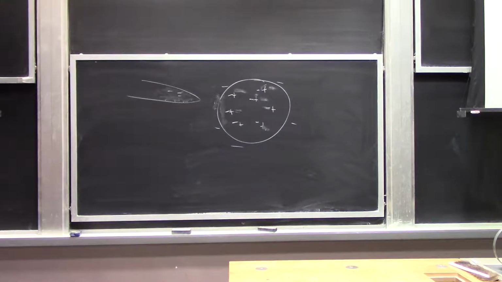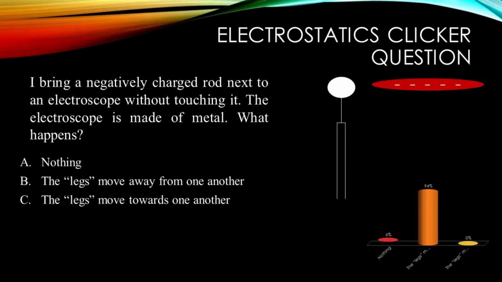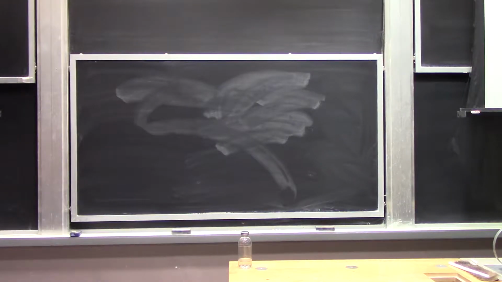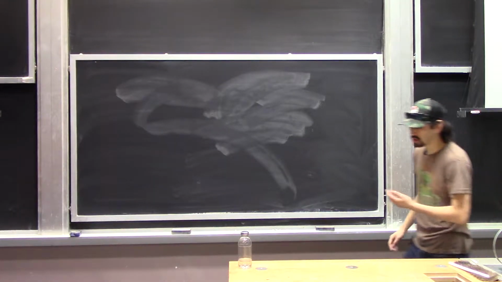This is a little bit of a throwback to Tuesday's questions, but this kind of builds into some of the questions that we're going to have after this and the demo that I have. So this question says, I bring a negatively charged rod next to an electroscope without touching it. The electroscope is made out of metal. What happens? Okay, so let's go ahead and talk about this one.